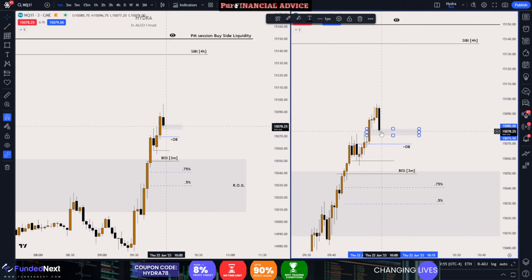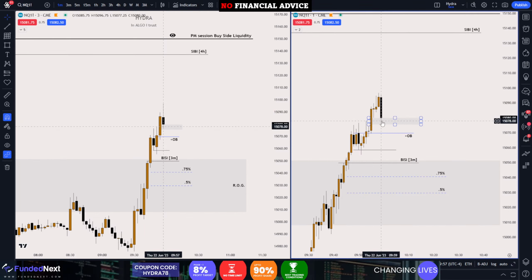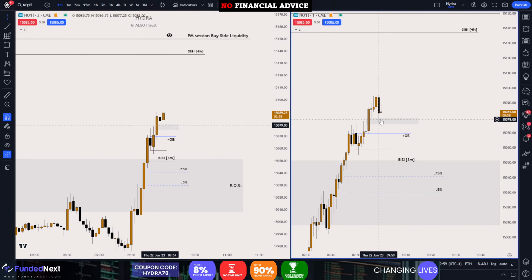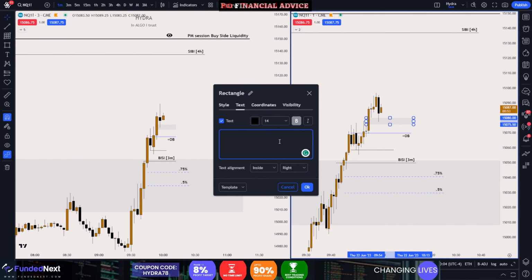This CISD should not be broken. It should hold price. If it's getting broken, okay, price will use it as an inversion. That's what I don't want to see.